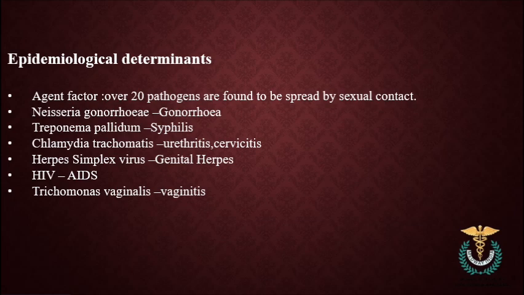Epidemiological determinants. Agent factor: over 20 pathogens are found to be spread by sexual contact. For gonorrhea, we have Neisseria gonorrhoeae as a causative agent. For syphilis, we have Treponema pallidum. For urethritis or cervicitis, we have Chlamydia trachomatis. For genital herpes, we have herpes simplex virus. AIDS is caused by HIV. And vaginitis is caused by Trichomonas vaginalis.